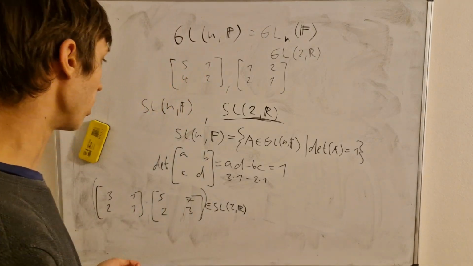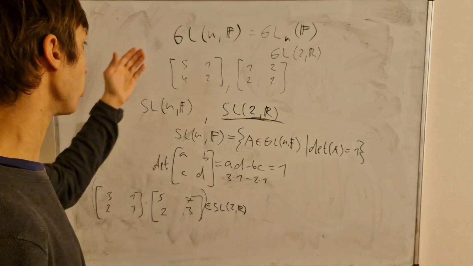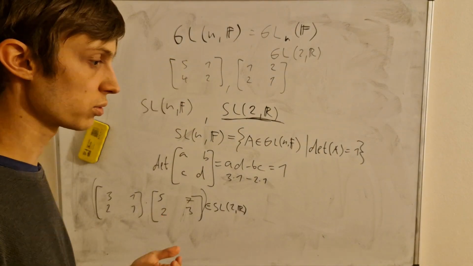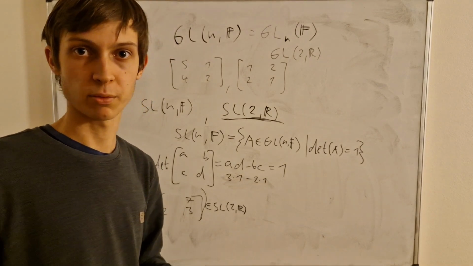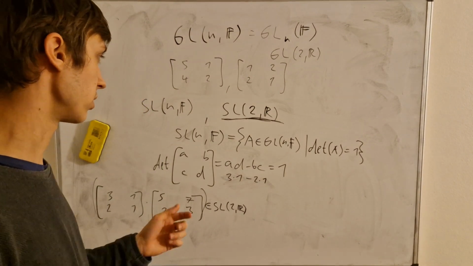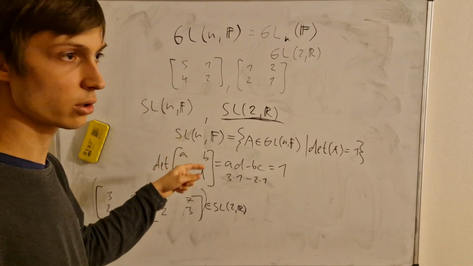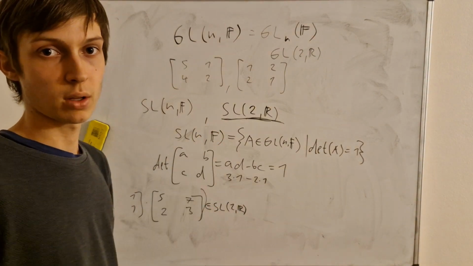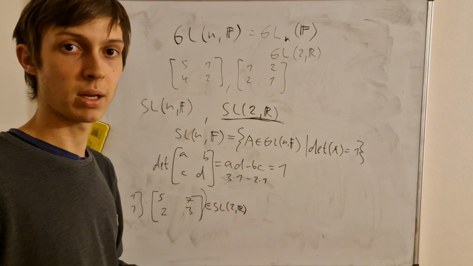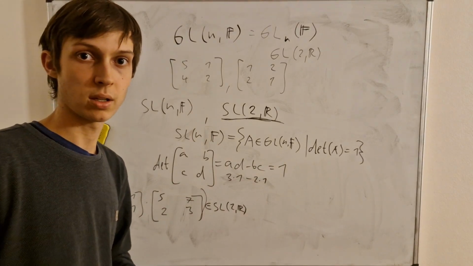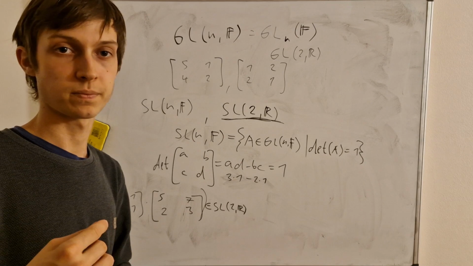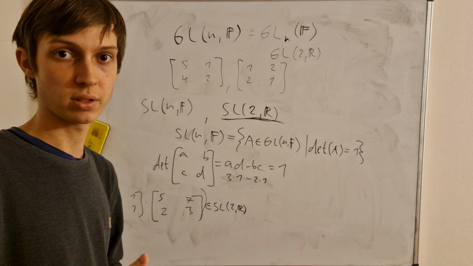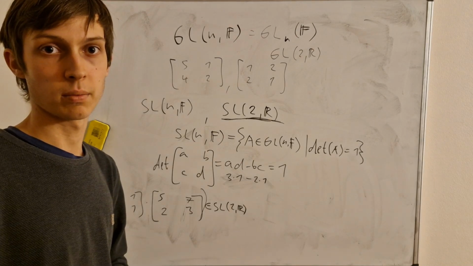But for now, we've had a look at general linear groups, which are the groups of n by n matrices over some field, and also an example of a subgroup of that, the special linear group, which is a subgroup of the general linear group of n by n matrices over some field, with the property that the determinant of the matrices that are elements of it is always 1.